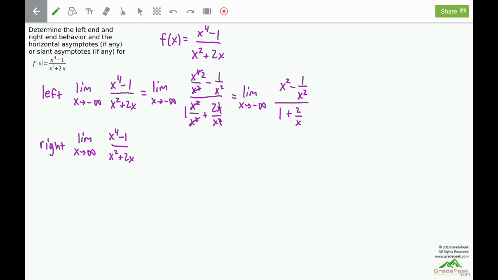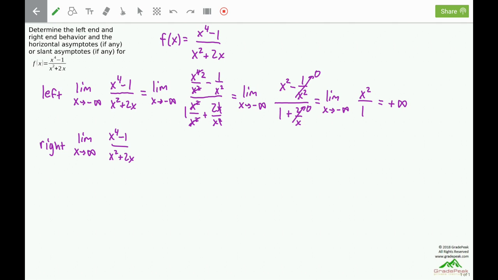Each term that is a constant divided by x to a positive power will go to 0 as x approaches negative infinity. What's left over is x squared over 1. The next thing to do is try plugging in negative infinity for each of the x's. Negative infinity squared is positive infinity, over 1 is positive infinity. And the left end behavior is positive infinity.